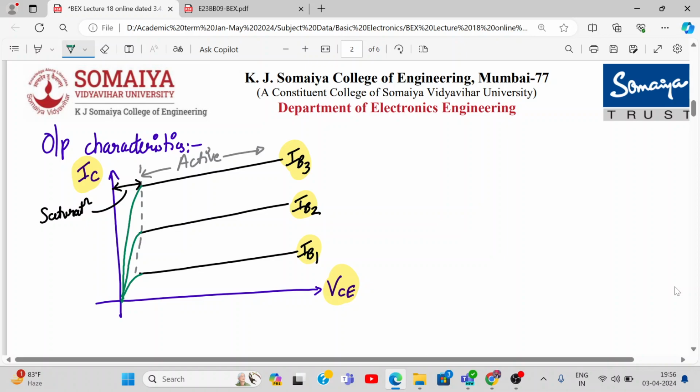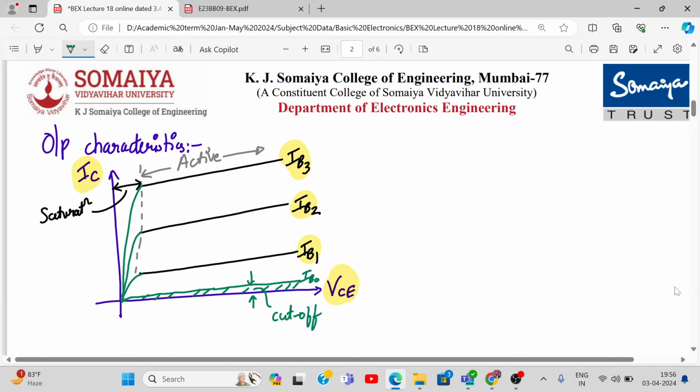There is one more region, cutoff. It's almost parallel to the x-axis. Very, very small current. So this region over here, where we are writing IB0, let's say, this is the cutoff region.